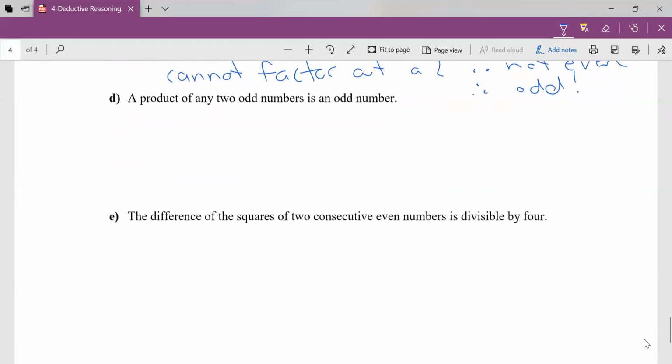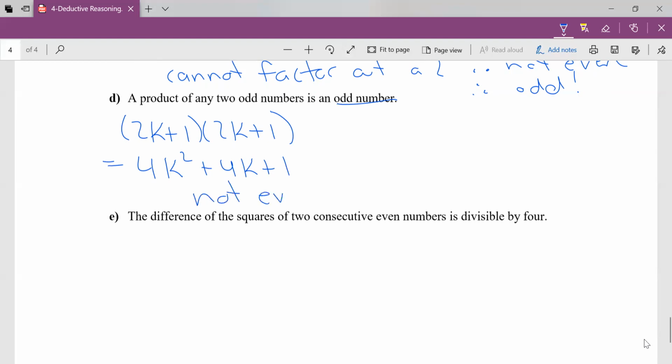All right, last 2, friends. We're almost there. This is a long one today. A product of any 2 odd numbers is odd. Okay, so product means we're going to multiply. 2k plus 1 times 2k plus 1. So when we multiply that out, we get 4k squared plus 4k plus 1. I want to show it's odd. So what I'm going to say is it's not even because I can't factor out a 2. Therefore, it has to be odd. Boom. Done.